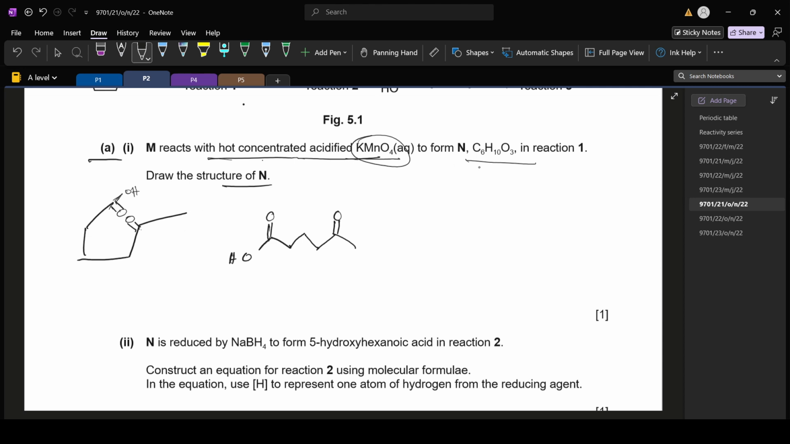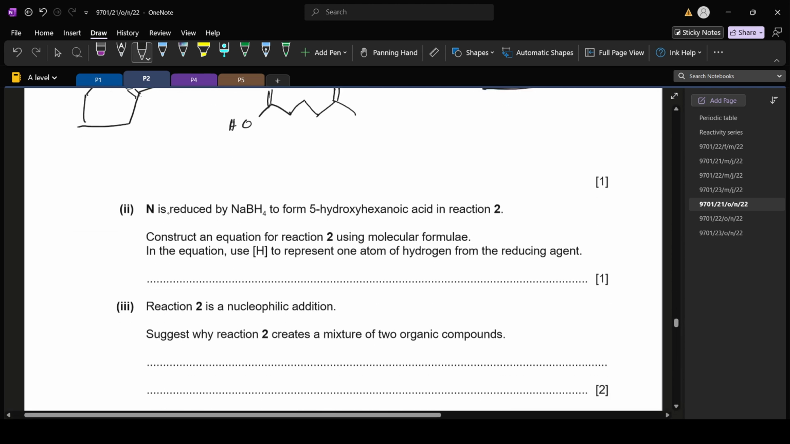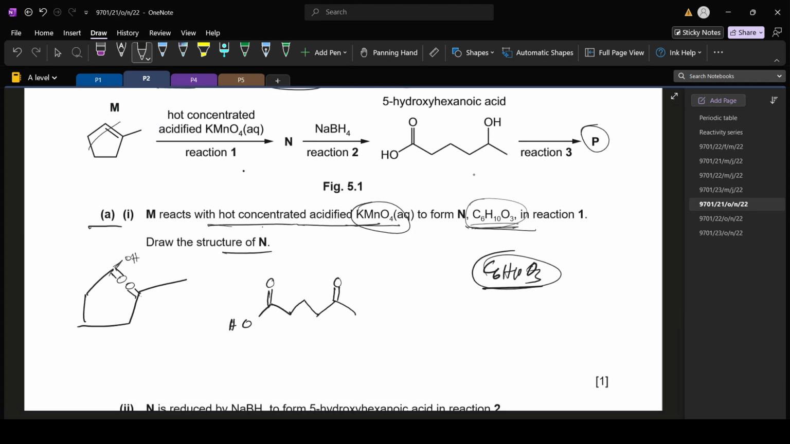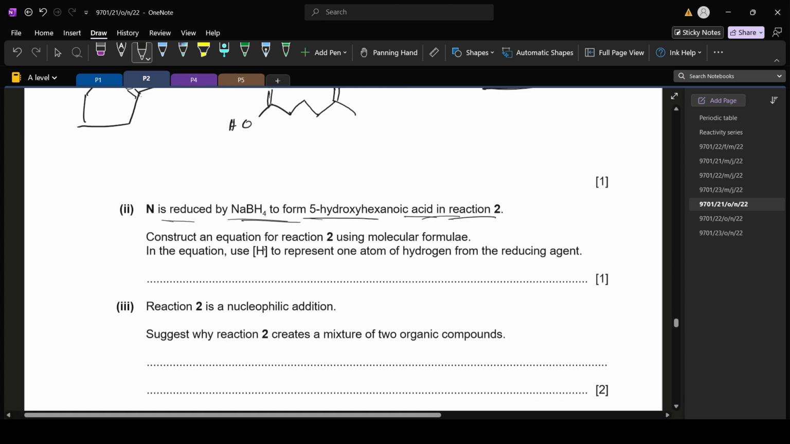Structure of N. You can also calculate the molecular formula, so you will get C6H10O3. You can check this. Now N is reduced by NaBH4 to form 5-hydroxyhexanoic acid in reaction 2. This ketone is reduced to OH by NaBH4. Construct an equation for reaction 2 using the molecular formula.